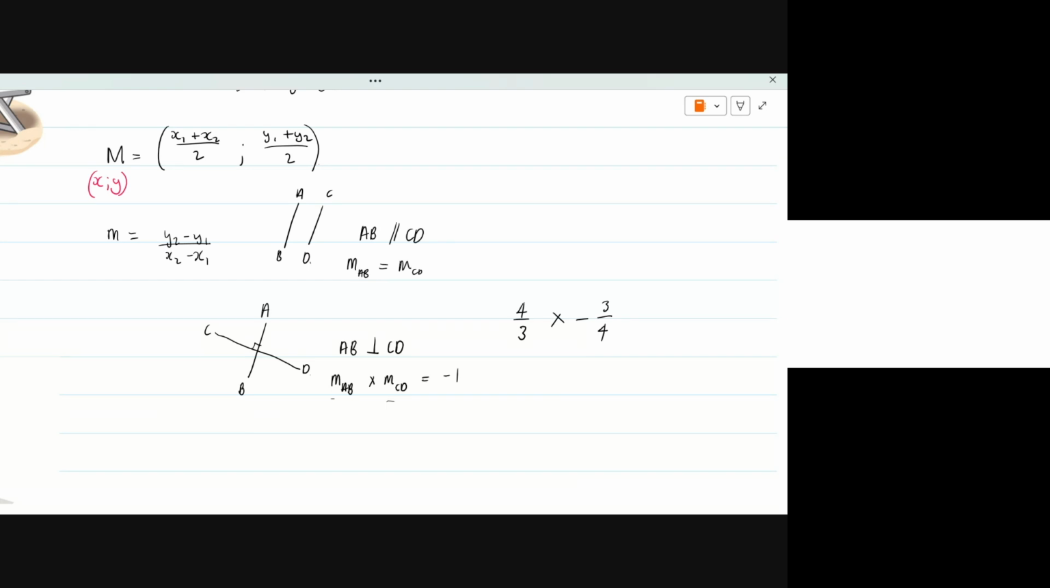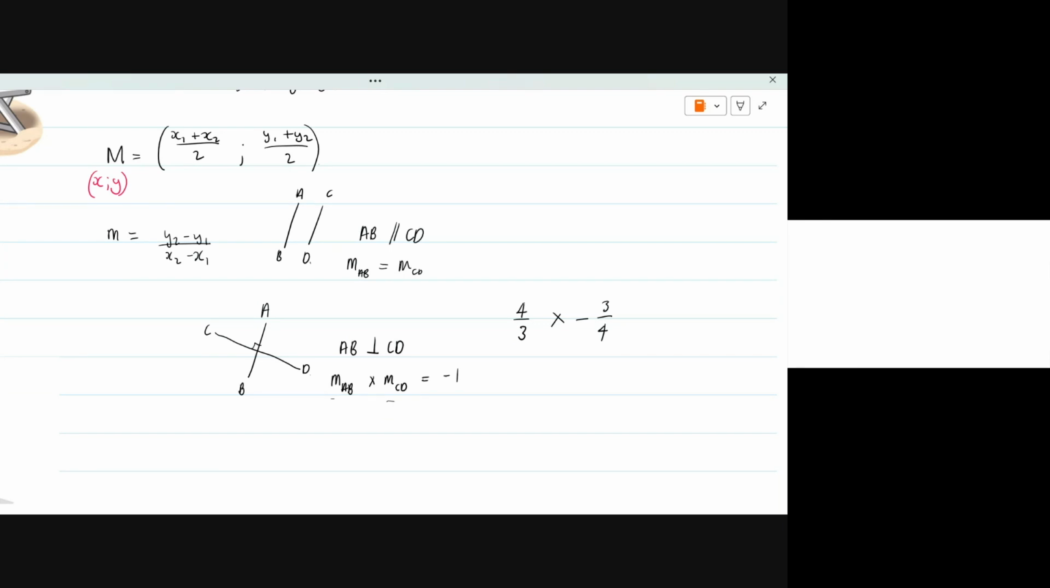Ma'am, can I please ask, on the gradient formula, is it okay to put x2 minus x1 first at the top? No. Always y at the top.